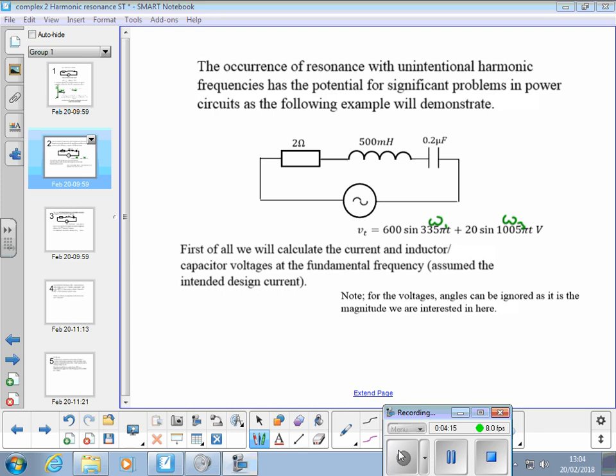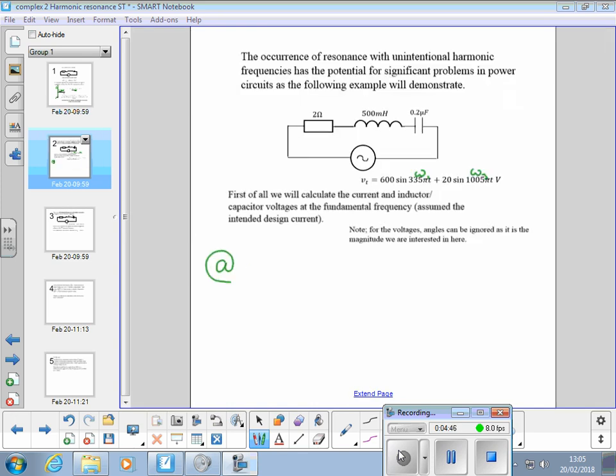And the harmonic, the third harmonic, is unwanted distortion. Okay? So when you get to calculating the voltages, the angles for the purpose of this can be ignored because it's the magnitudes of the voltages and currents that we're interested in. Okay, start with this circuit at the fundamental frequency. That's at omega equals 335 pi.